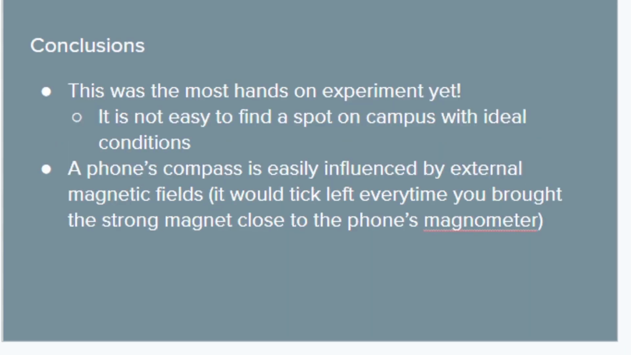Conclusions: this was the most hands-on experiment yet, but that had its own trade-offs. You see, it's not as easy to find a spot on campus with ideal conditions. This semester, somebody tried to do this on Tech Green, and even that had some kind of weird magnetic pollution. I honestly don't know what that could have been, but a phone's compass is easily influenced by external magnetic fields. It would tick left every time you brought the strong magnet close to the phone's magnetometer.